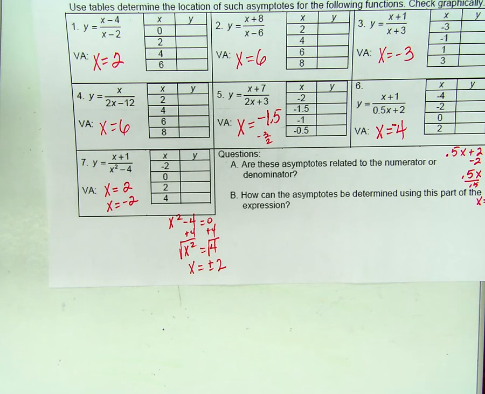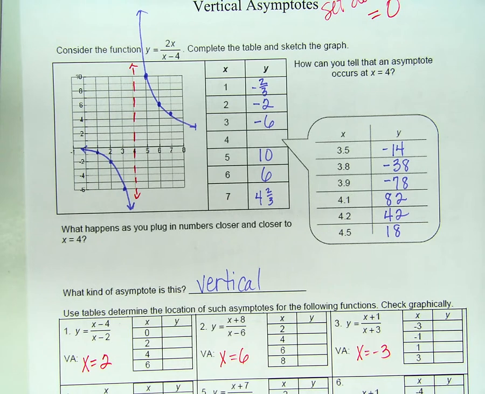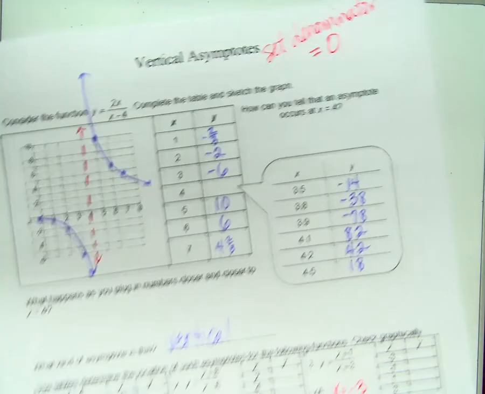So how do you find a vertical asymptote? Set the denominator equal to 0, right? One more time. How do you find a vertical asymptote? Set the denominator equal to 0.